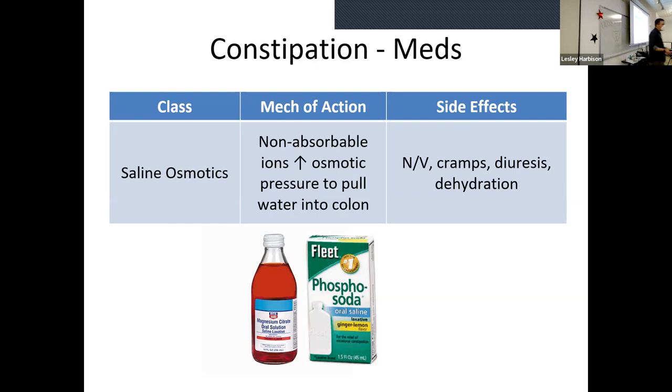So you drink half this bottle, that's the dose? Yeah, half that bottle. If that doesn't do it, you drink the other half and then hold on tight, because it's going to move along real fast.